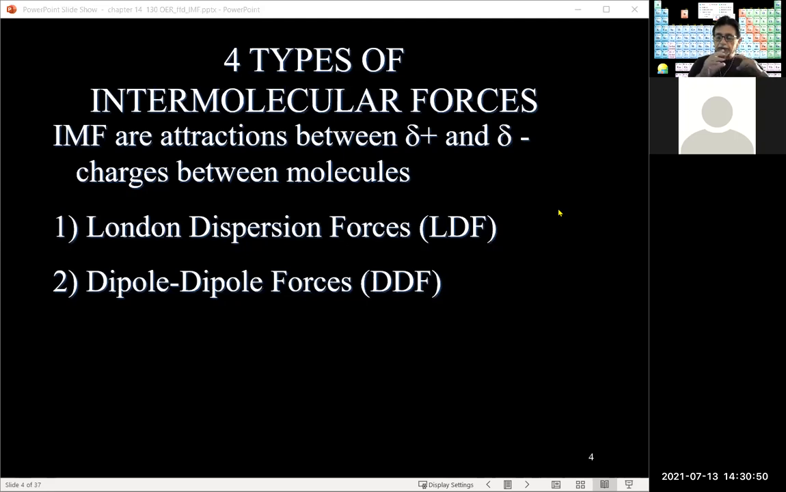Tetrahedral compounds, they have 4 polar bonds. The geometry of those compounds cancels those 4 polar bonds out, therefore they have London dispersion forces. That means that all the other guys, anything that's polar, will have dipole-dipole forces, okay, or interactions.